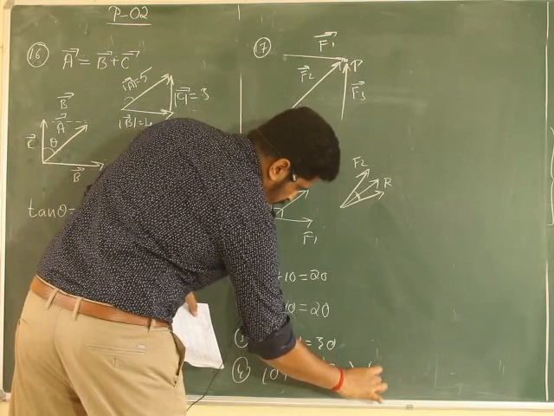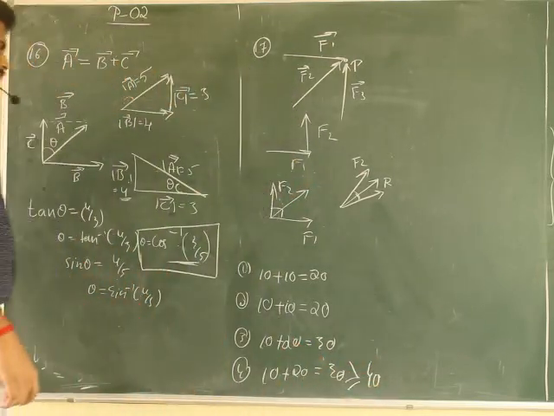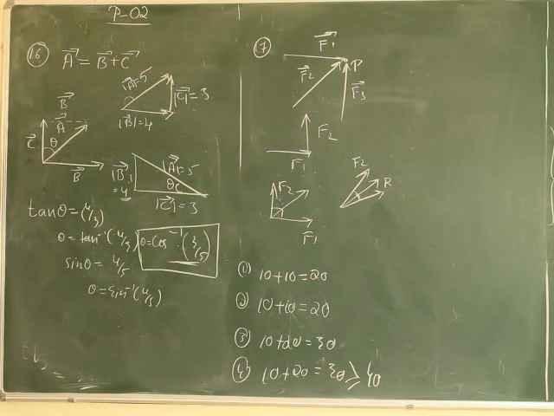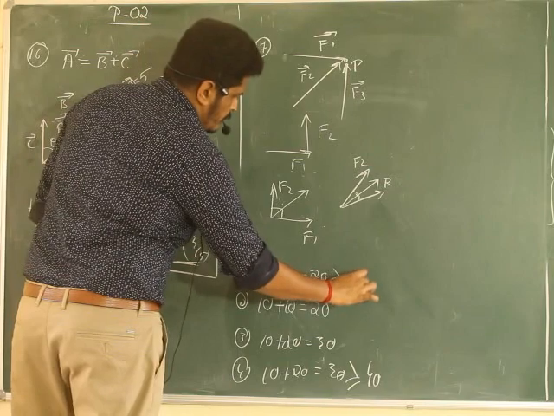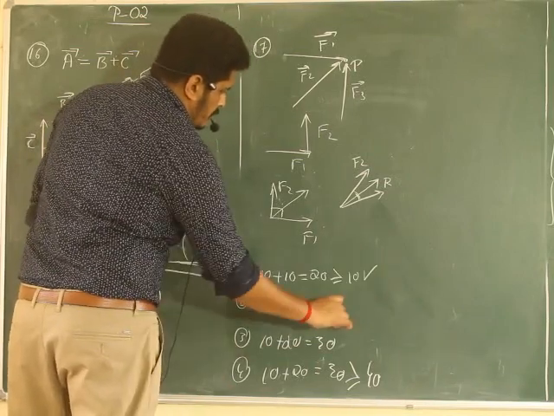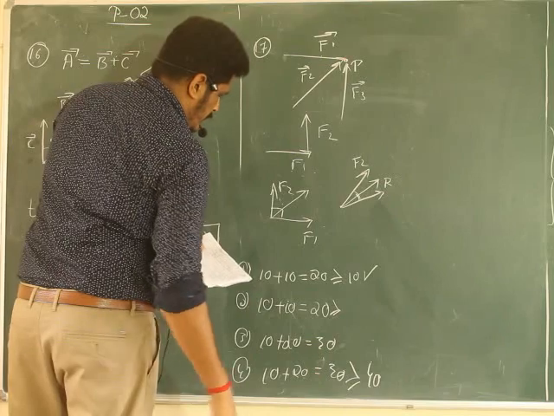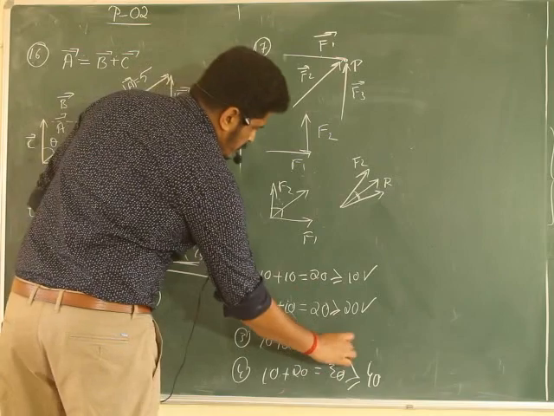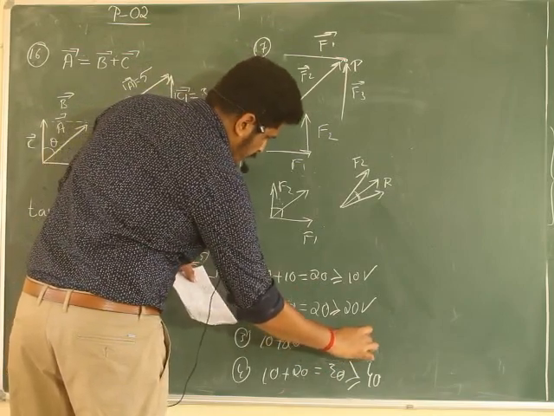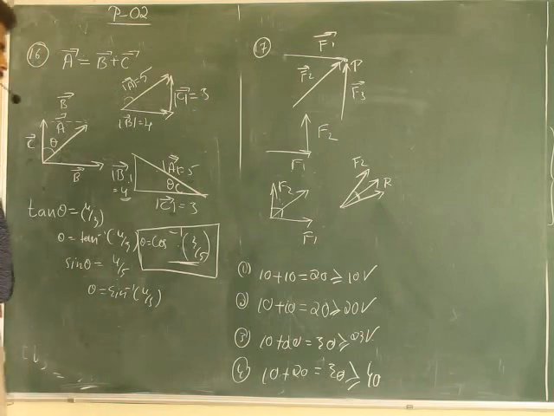Whether it is possible, because whatever the value of the third vector is, the resultant should always be equal to or more than that of the third vector. In this case, is 20 greater than 10? Yes. In this case, is it greater than or equal to 20? Yes. Third case, is it greater than or equal to 23? Yes. Hope it is clear for you people now.